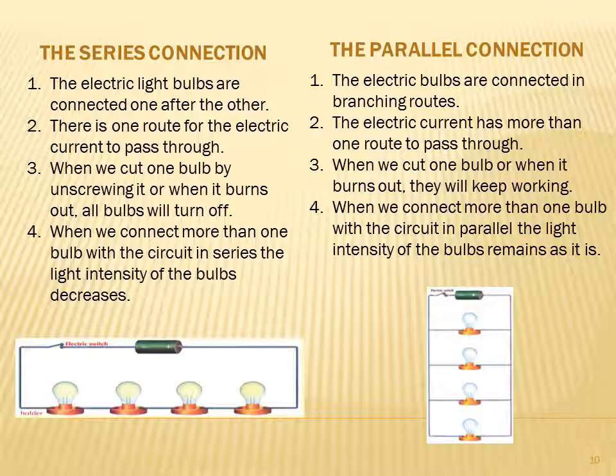So again, parallel connection. In case I connect too many lamps in parallel in the electric circuit, each lamp is going to have its own wire or branch. So there will be more than one route for electric current to pass through. That's why if I increase the number of connected lamps, intensity of light will not change and it will remain the same. If one of them is burnt, unscrewed, broken, whatever, all others will keep working.